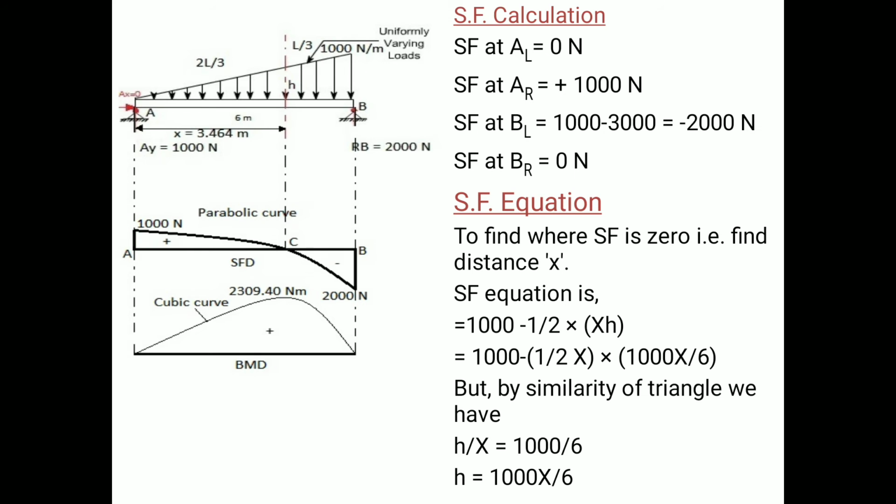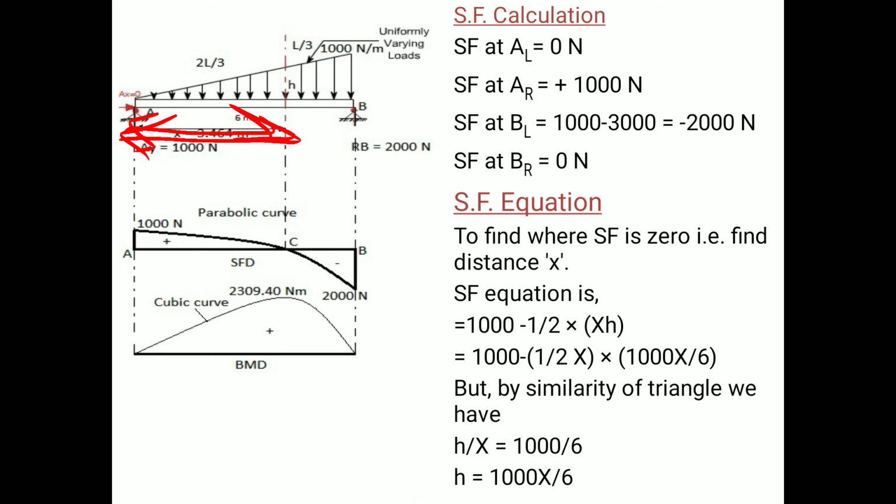Now if you observe the shear force diagram, we have a 0 value of shear force at point C. Now we are going to find out the distance at which shear force is 0. At point C it is 0, but we have to find out that distance where shear force is 0. Therefore suppose that distance is x from support A. I am showing over here. Therefore we will find a shear force equation to find out the distance x.